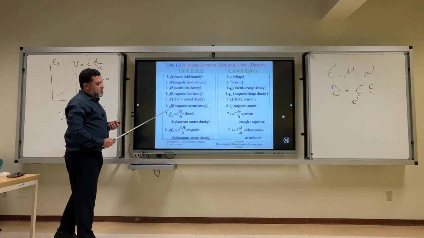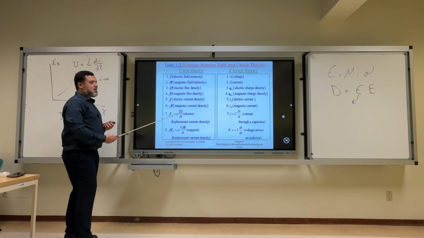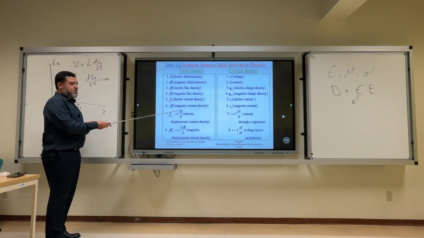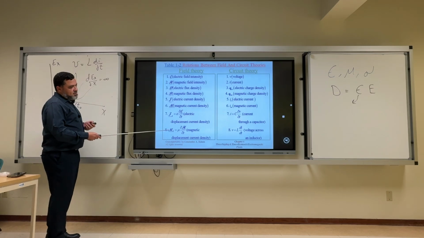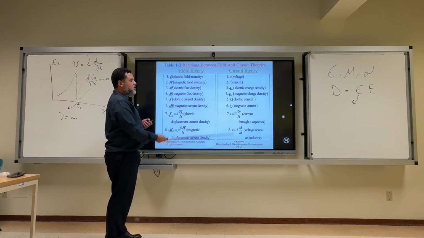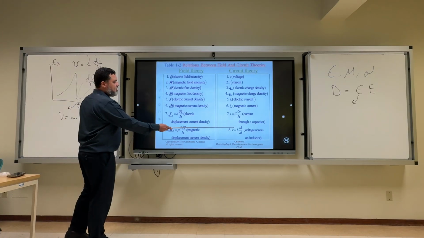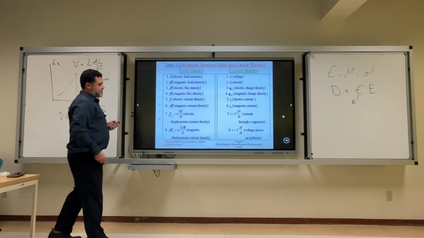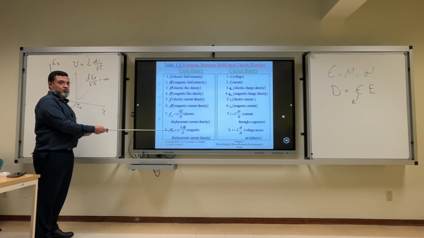The electric current density will be replaced by the current through a capacitor. If you remember, the current in the capacitor between the two plates is based on partial E, partial t. And at the end, we have the displacement magnetic current density, which can be replaced by the voltage across inductance. Okay, mu here is replaced by L, and epsilon is replaced by C. So mu represents how much magnetic energy can be stored. Epsilon represents how much electric energy can be stored in the system.